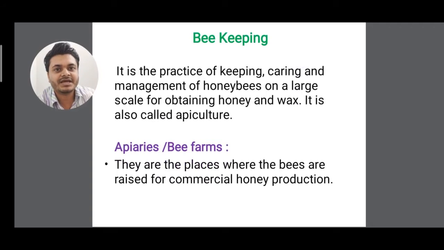See, beekeeping or apiculture. What is it? First, the definition. It is a practice of keeping, caring, and management of honeybees on a large scale for obtaining honey and wax. Clear? It is called apiculture. So apiaries or bee farms are the places where bees are raised for commercial honey production.